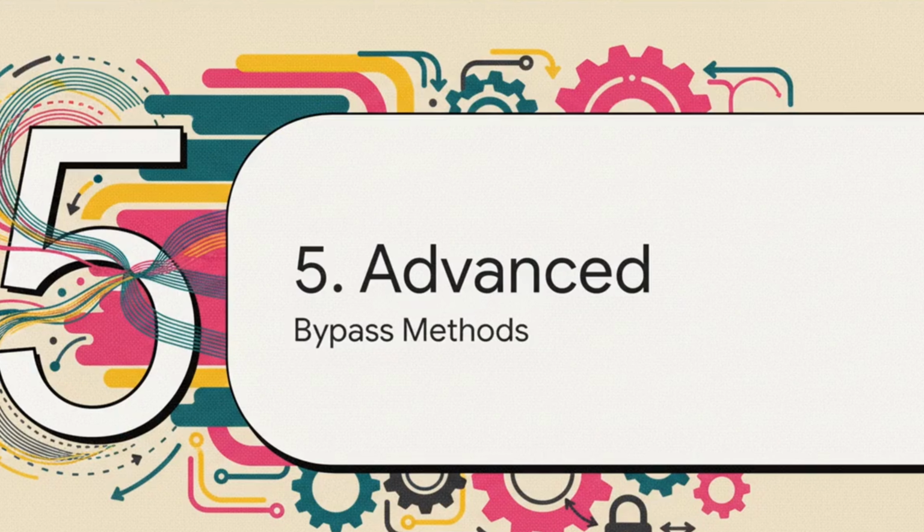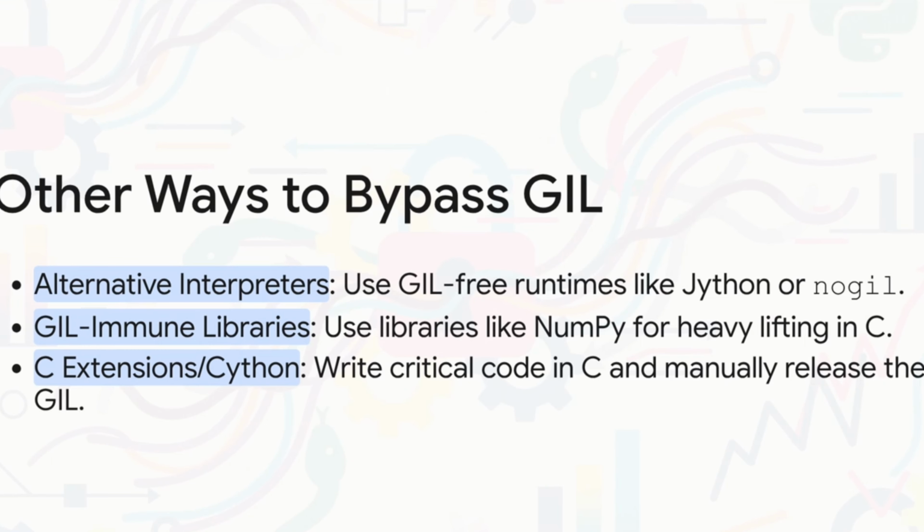So, multiprocessing is the standard answer. But what if you need even more performance, or if the overhead is too much for your use case? Well, then you can dive into some of the more advanced techniques for getting around the GIL. A common approach is to use libraries like NumPy or Pandas. The magic here is that all the heavy-duty math is happening in highly optimized C code underneath, and that code can run on multiple cores. Other options include switching to a different Python interpreter entirely, or, for the truly brave, writing your own C code extensions and manually managing the GIL yourself.